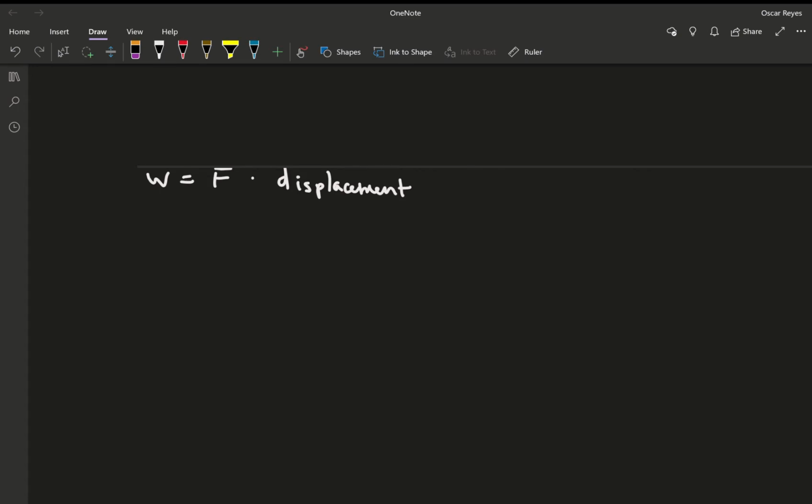Okay, so another equation that we're going to need besides work is force. We need to define what the equation is for force. Force is equal to the mass of the object times the acceleration. And the acceleration of the object is going to be due to gravity, which is a constant. And that constant is 9.8 meters per second squared.